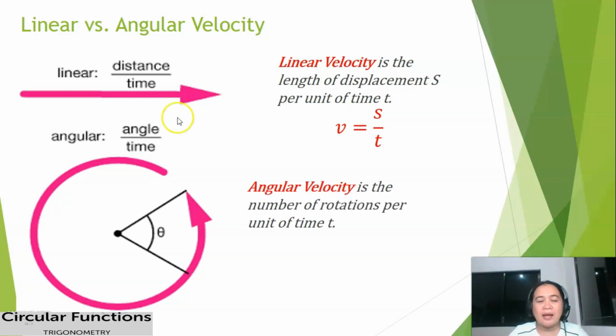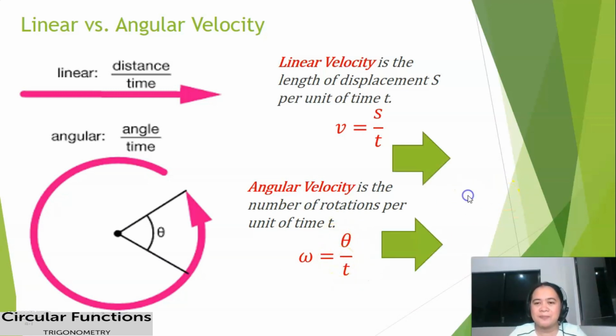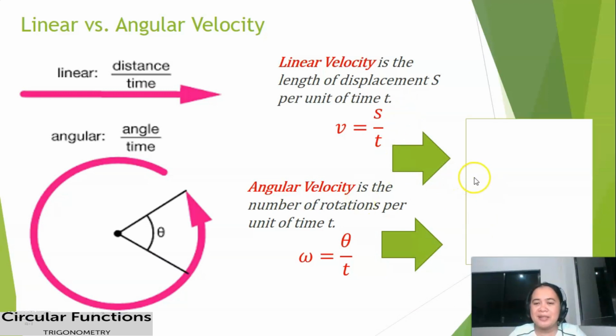And when you talk about angular, from the word angle, it has something to do with the number of rotations per unit of time. And in symbol, that would be w is equal to theta over time. So theta here is number of rotations per unit of time. Okay, let's combine these two. So take note, linear velocity is S over time.